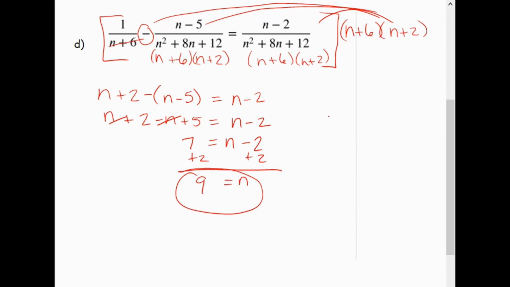There you have it, solving rational equations. So much fun. I know you guys like this a lot more than graphing rational expressions. That's it.